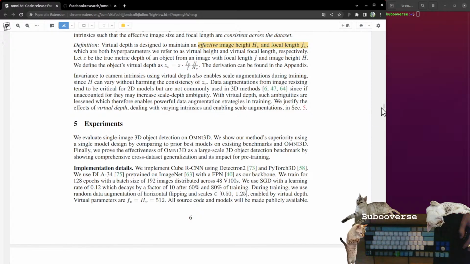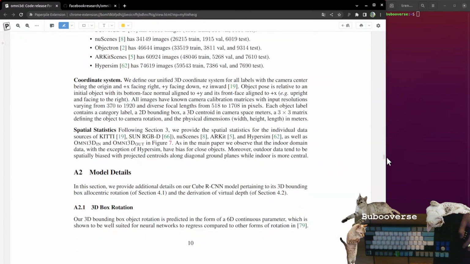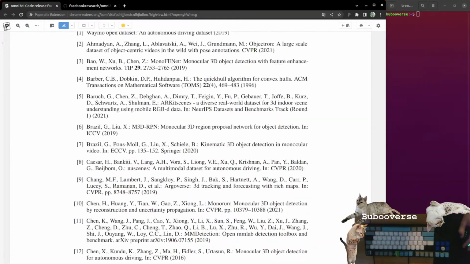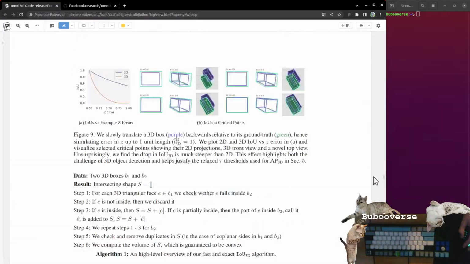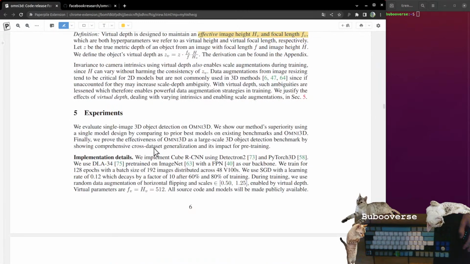Okay, let's look at the experiments. How much more do we have left here? So it ends about 14, and we're on page 6.